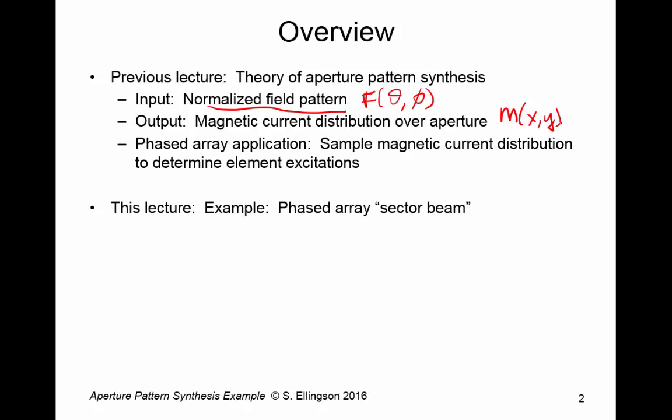In this example, I'll use a phased array sector beam as the application. So I should say something about what a sector beam is. The application goes like this. Sometimes, in some applications, you are interested in having roughly constant directivity over an angular region. So here's some angular region. And what you'd really like is to have uniform sensitivity over that entire angular region. And then because you know you can't avoid it, maybe you'll have some side lobes or something like that.